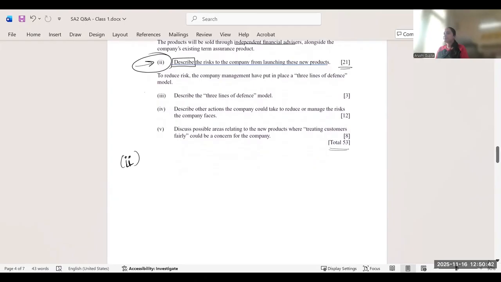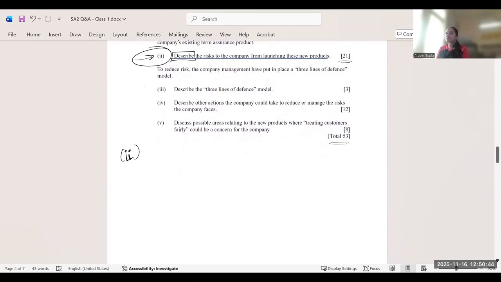So since this is a new product for the company, the company may not have the data to price the product. Mm-hmm. Okay. So there may be a lack of data.